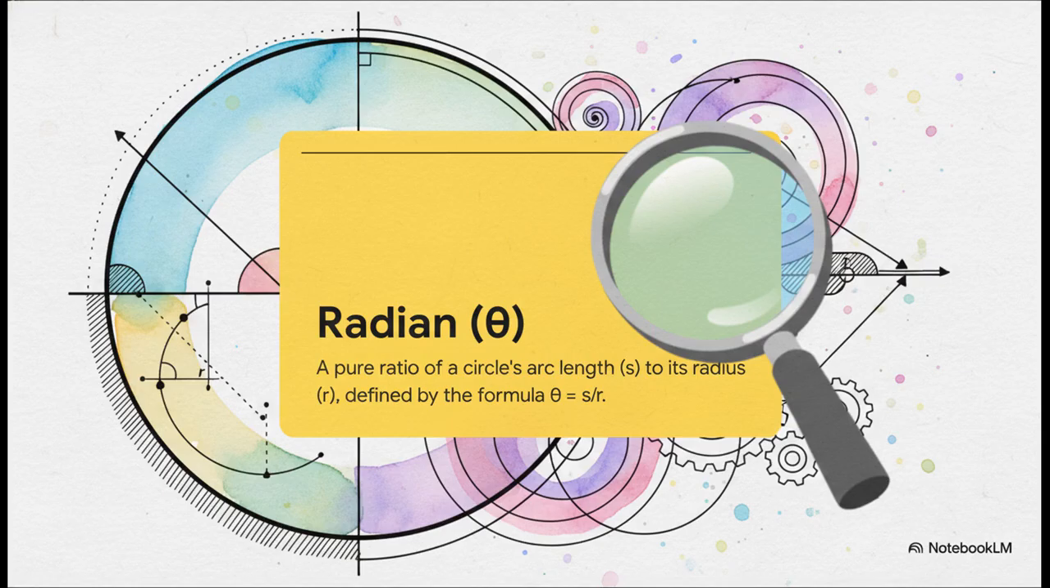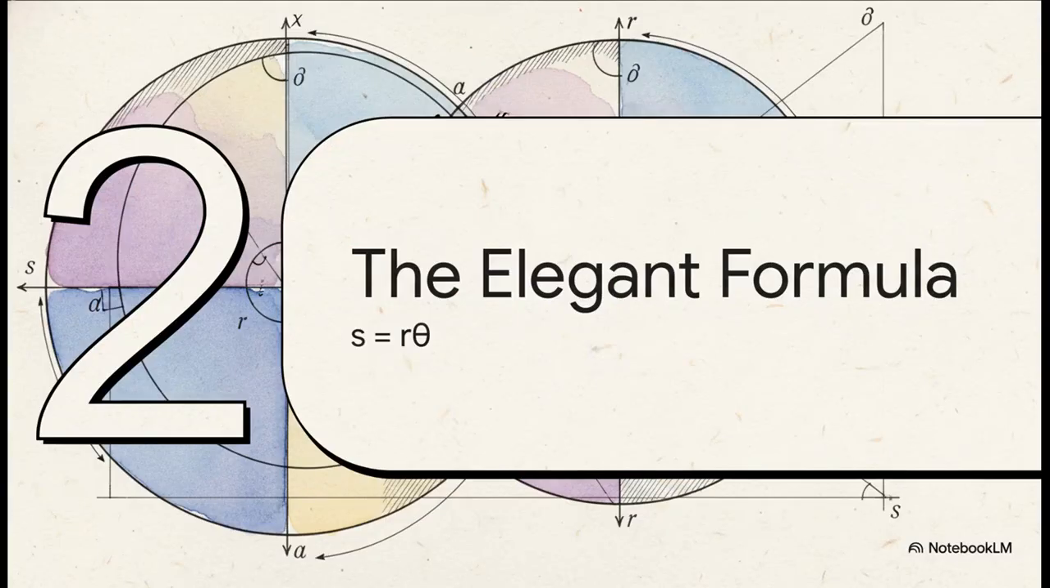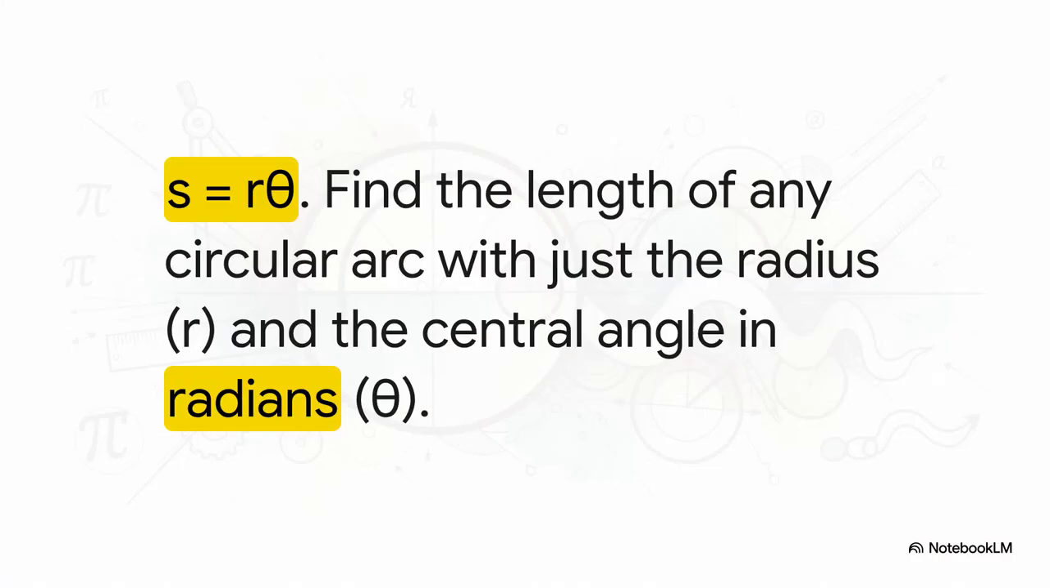everything for us. Because if we take that definition we just looked at and do a tiny little bit of algebraic shuffling, we uncover one of the simplest, most powerful formulas in all of geometry. And here it is, s equals r times theta. This is the hero of our story today. All you need is the radius of a circle and its central angle, in radians of course, and you can find the exact length of any piece of its curve. It's clean, it's powerful, and it's incredibly useful.